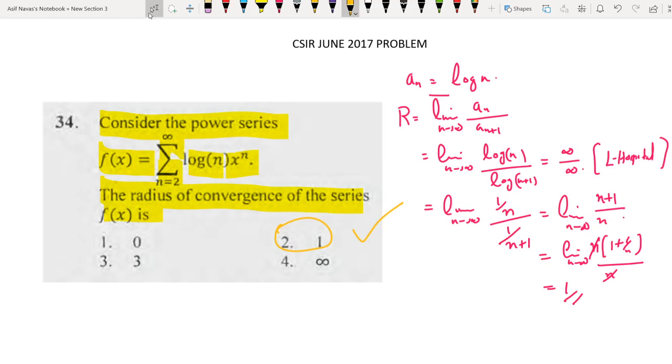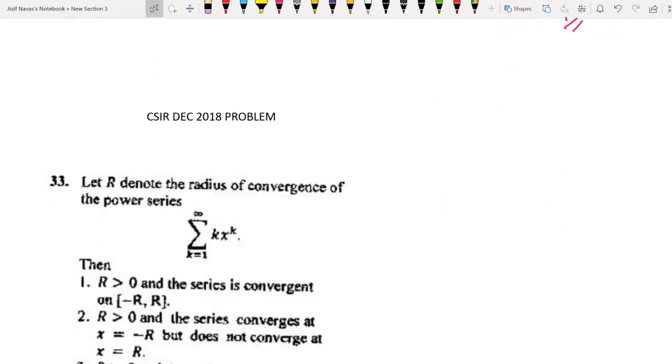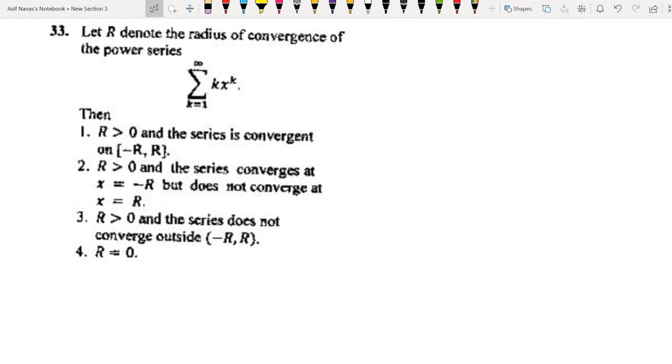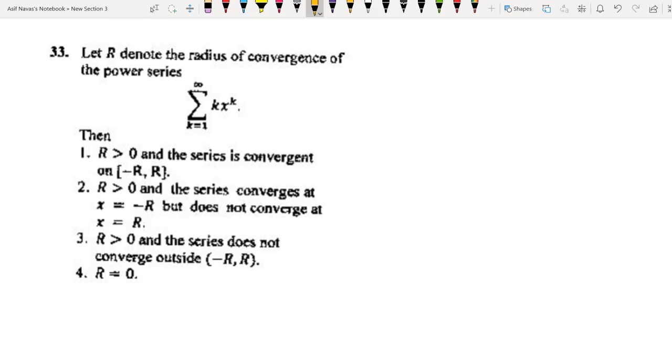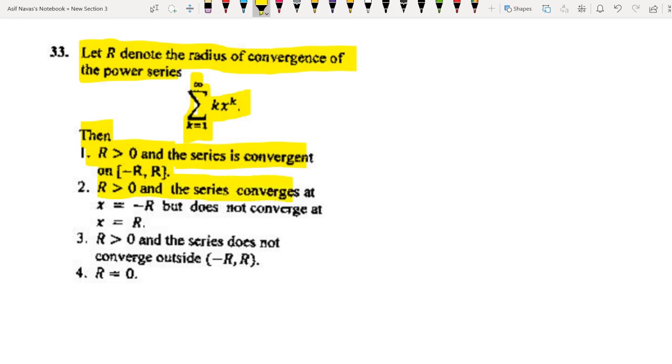Now we will do the next problem, and this is the last problem I'm discussing here. This is a December 2018 problem. Every year there will be one question on radius of convergence. So let R denote the radius of convergence of the power series sigma k equal to 1 to infinity k x power k. The options are: R greater than 0 and the series is convergent on the closed interval [-R, R]; R greater than 0, the series is convergent at x equal to minus R but does not converge at x equal to R; R greater than 0 and the series does not converge outside [-R, R]; and R equal to 0.